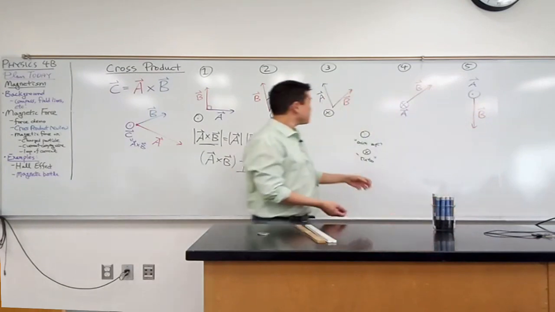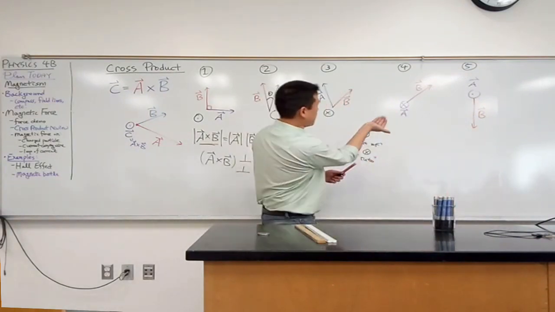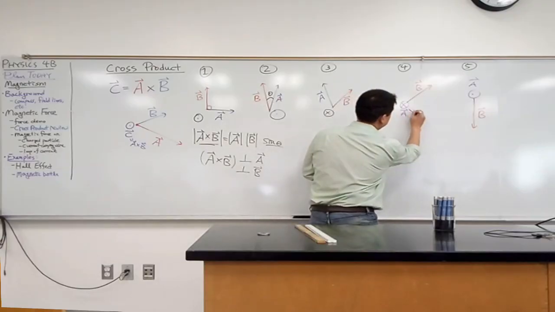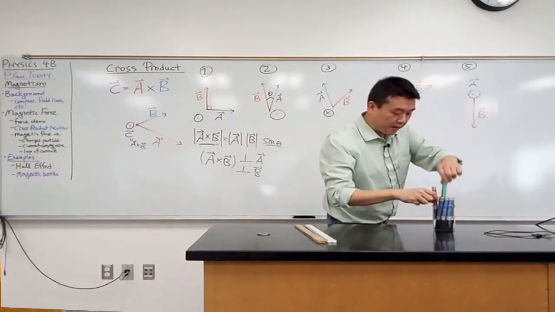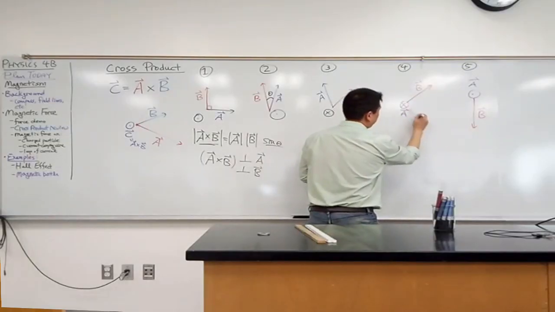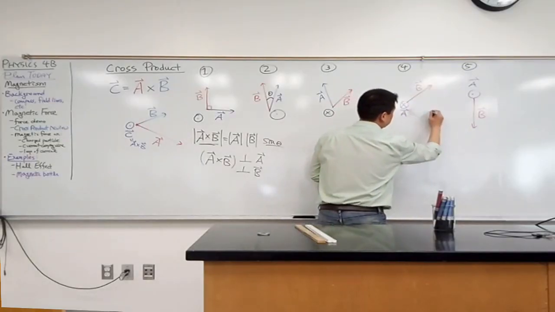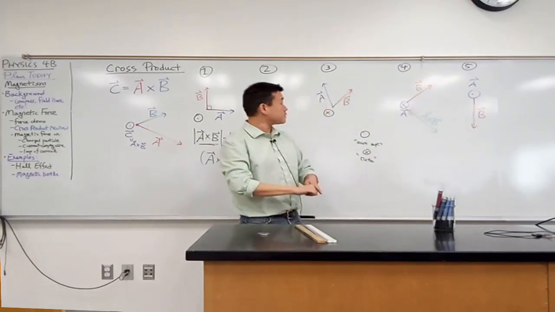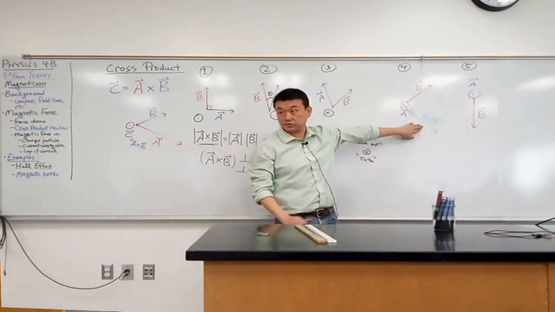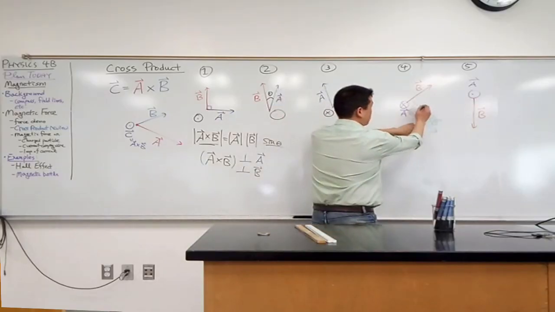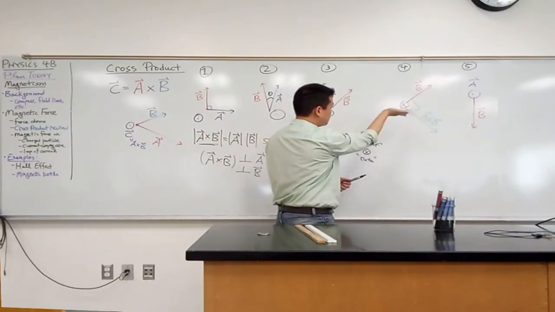Okay. So let me draw the answer on the board. A cross B, this should be the direction for A cross B. Note that it's perpendicular to both vector A, which is coming out of the board, so it's perpendicular to this vector, and it's perpendicular to B. It's into, yeah.